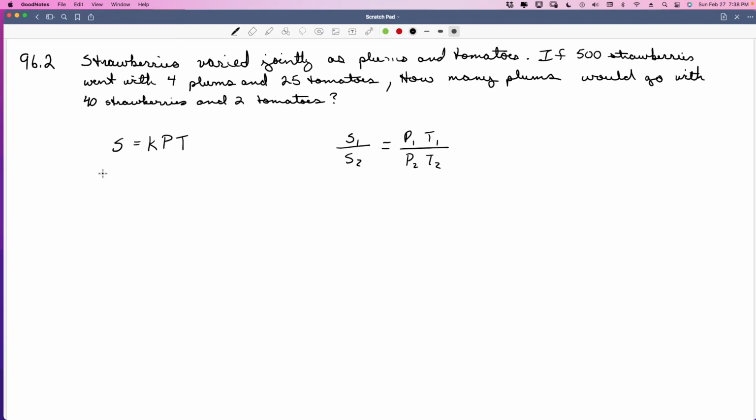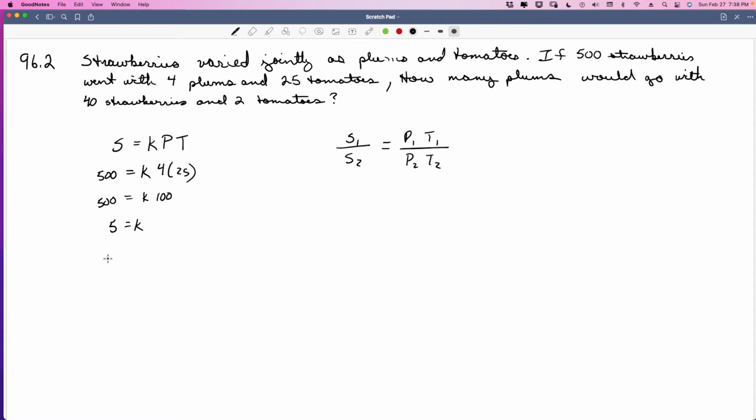So now we just sub in our information. So if 500 strawberries went with 4 plums and 25 tomatoes, 500 is equal to K times 100. Divide both sides by 100. We get that 5 is the constant. Now we put that back into our formula.